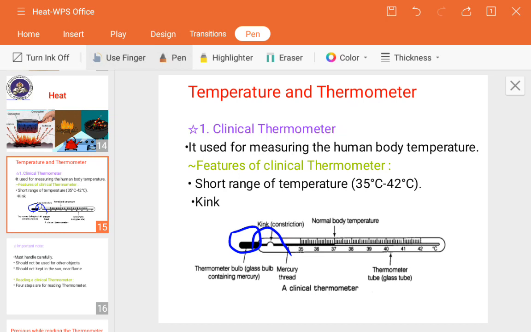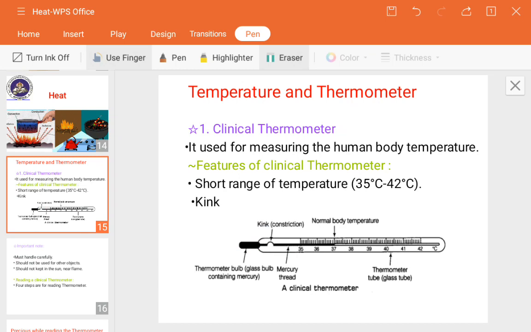Why the nick or the kink? What is the role of that kink? The role is that the mercury which passes while measuring the temperature, going forward from 35 degrees Celsius, cannot come backward. It should not come backward. That's why the kink helps in measuring the temperature.